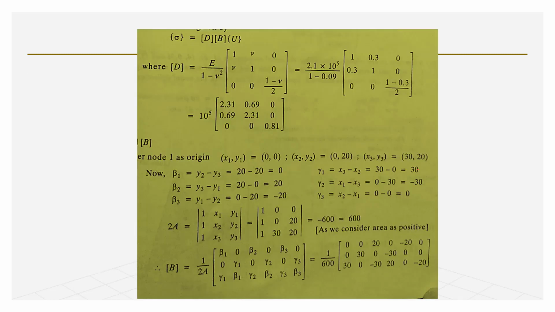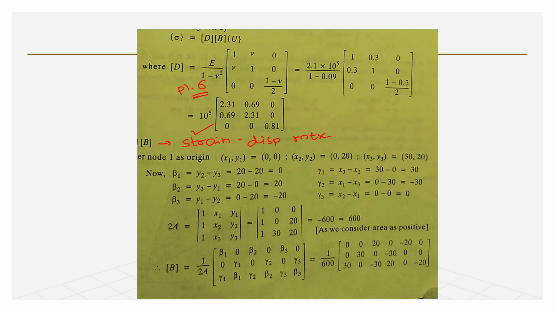So stress will be equal to D matrix, B matrix into U matrix. D matrix is given by this plane stress approach, and we get this B matrix, which is a strain displacement matrix, right? It's given by 1 by 2A, with rows beta 1 0, beta 2 0, beta 3 0; 0 gamma 1 0, gamma 2 0, gamma 3; and gamma 1 beta 1, gamma 2 beta 2, gamma 3 beta 3. Now these beta 1, beta 2, beta 3 and gamma values are given by this.